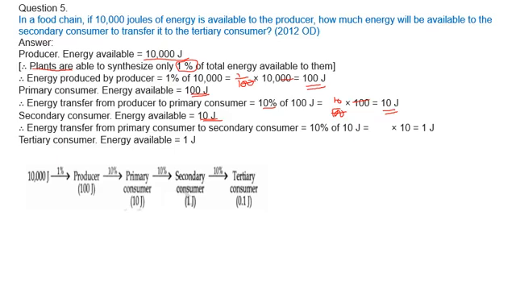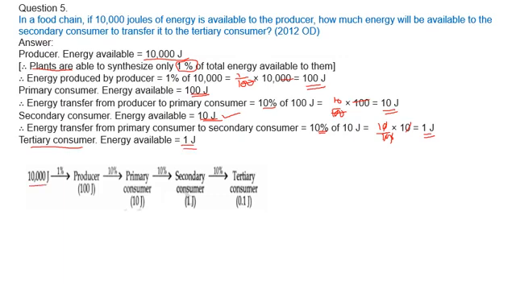So what is the energy available for the secondary consumer? That is 10 joule. Now what happens to the secondary consumer? The secondary consumer is going to consume 10% of 10 joule. So what is 10% of 10 joule? That is 1 joule. 1 joule is the energy which is going to the tertiary consumer. The 1 joule is the answer for the tertiary consumer.